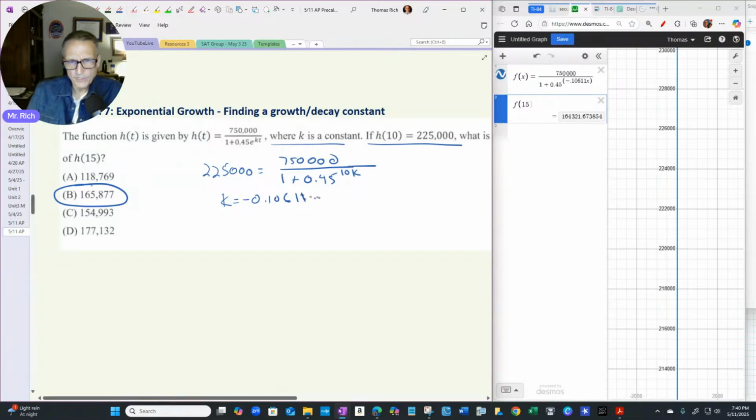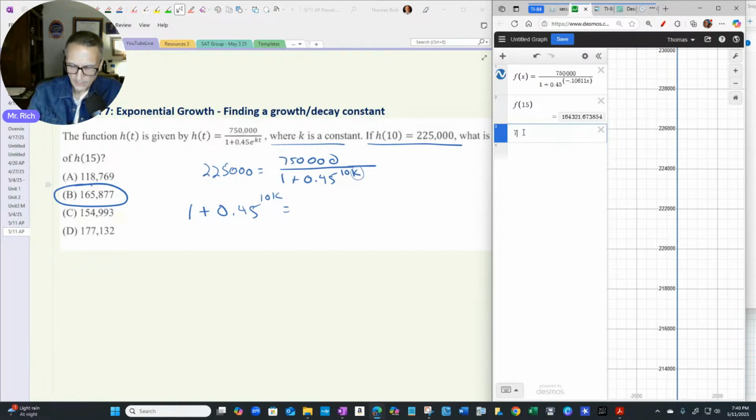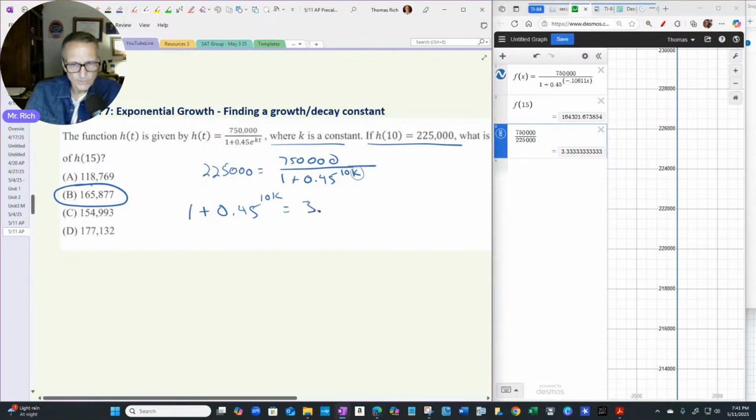Now, it's not a bad idea to do this algebraically to figure out how you would solve this for k without using a graphing technique. One of the things you could do is move this denominator by multiplying it on both sides, move it over to the left, giving you this, and then dividing both sides by the 225,000. So this is going to make 750,000 divided by 225,000, right? It's 3.333. So we'll just do that right there. I'll take away 1.